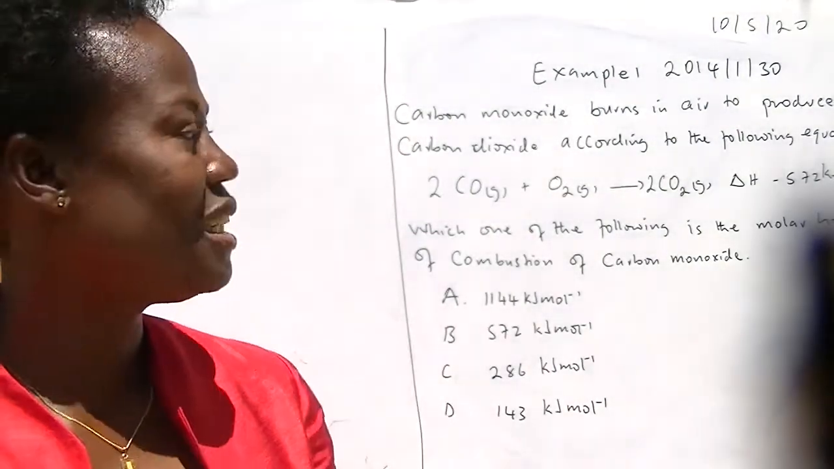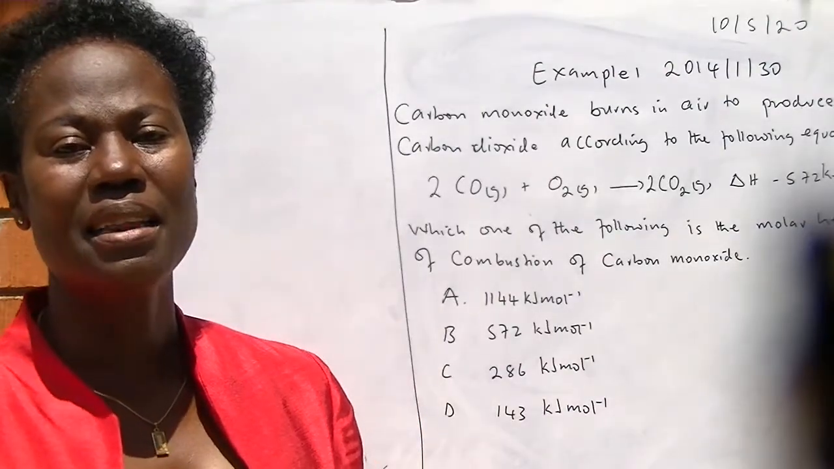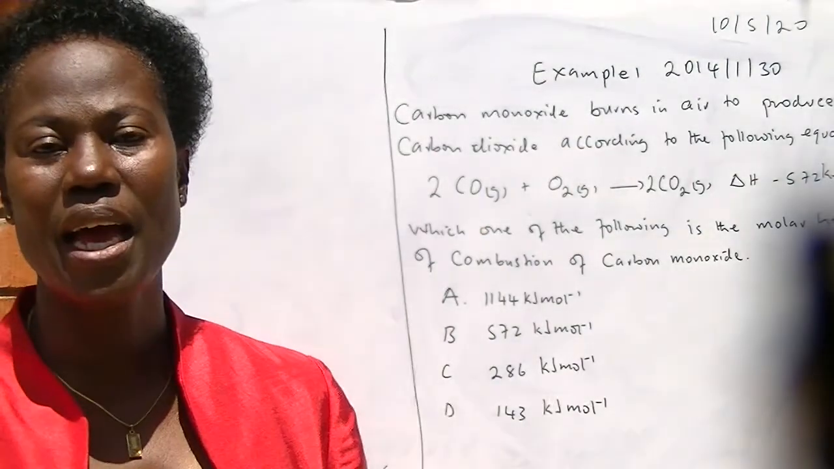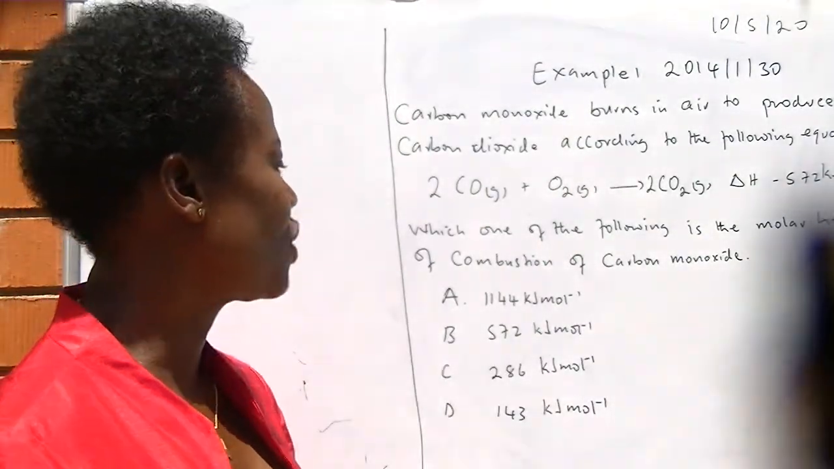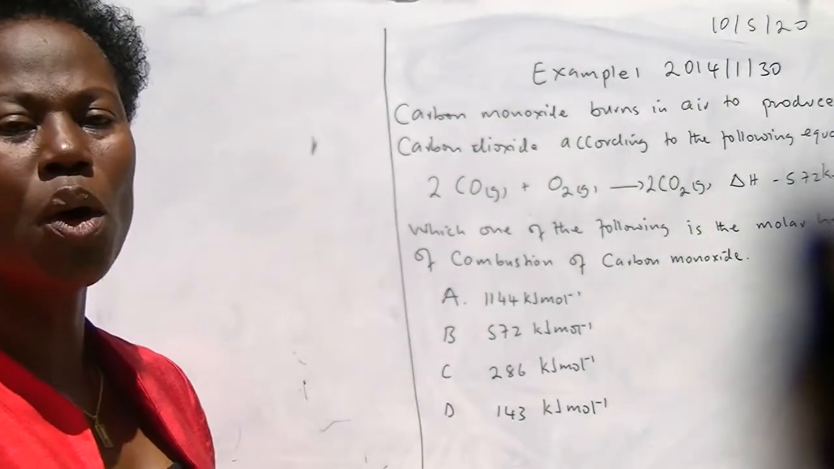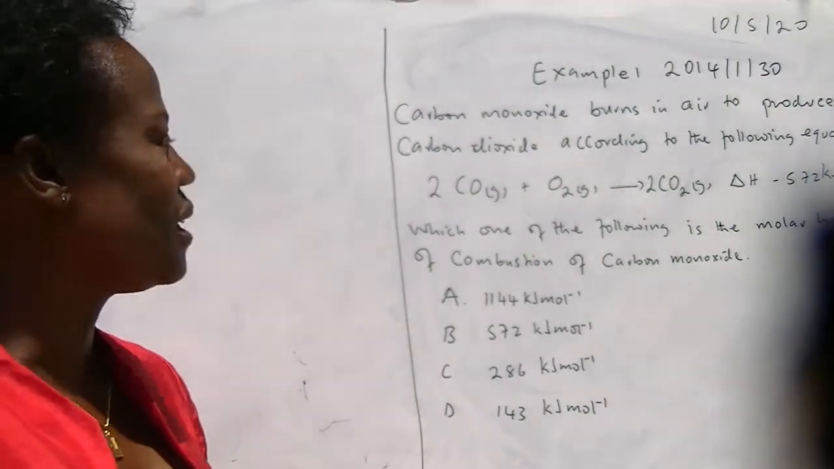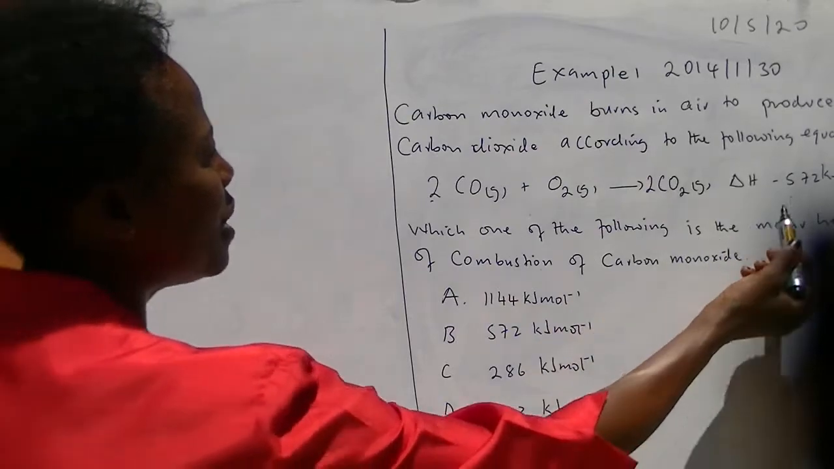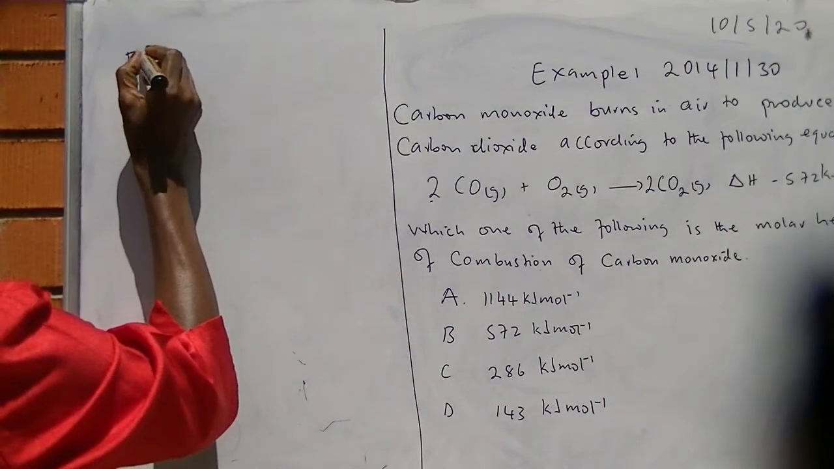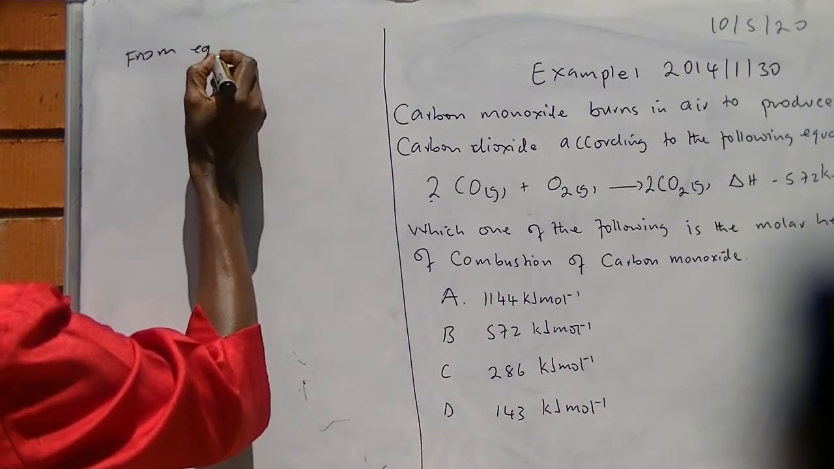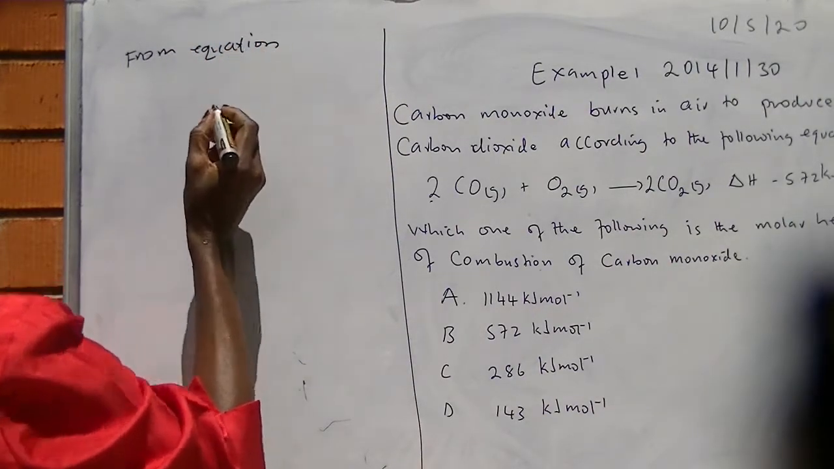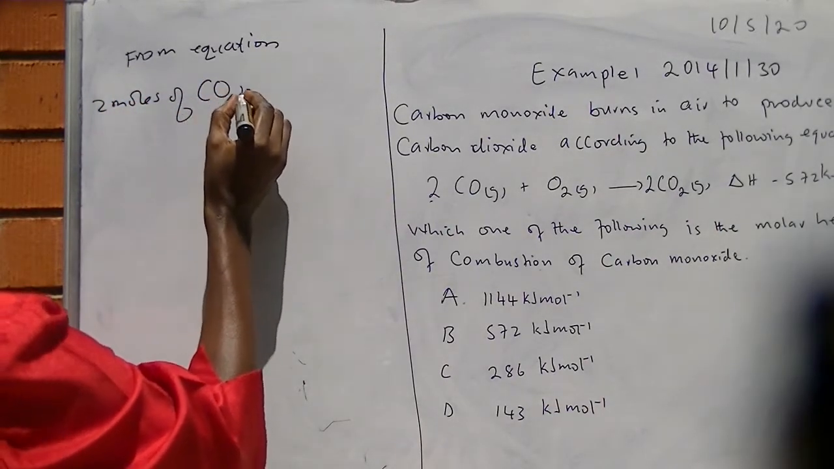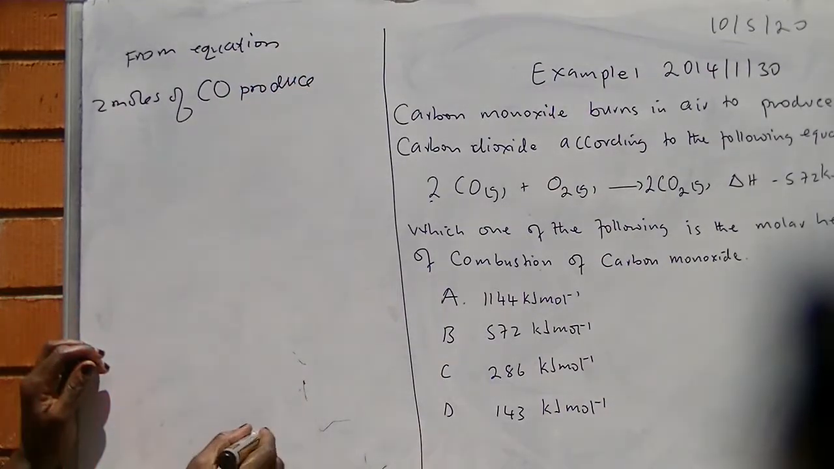The negative sign means an enthalpy change which is exothermic. So burning carbon monoxide in air produces an exothermic reaction. Now we are going to relate moles, equations and heat of reaction. From the equation, we are told that 2 moles of carbon monoxide produce this heat. 2 moles of carbon monoxide produce how much heat?